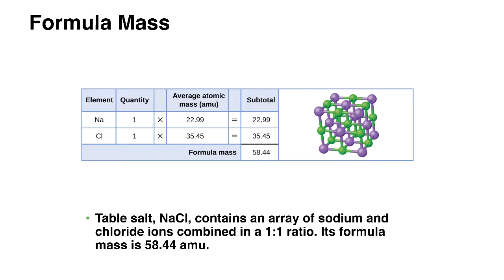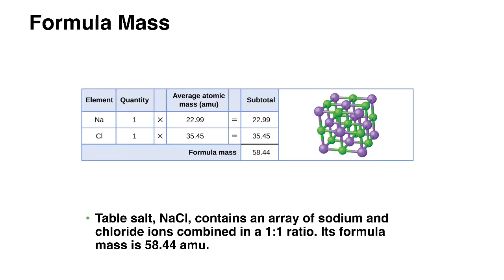Salt, table salt, has the formula of NaCl. And what you can see here is you take 1 times the atomic mass of sodium, 22.99, and 1 times the atomic mass of chlorine, which is 35.45. Add those two together and you get 58.44 for the formula weight of sodium chloride.